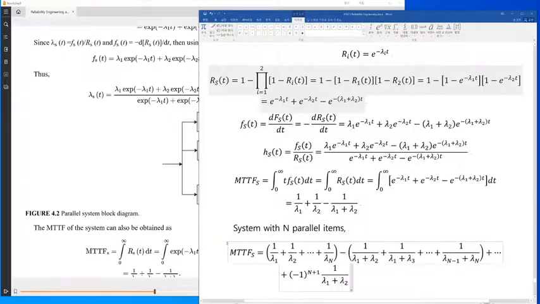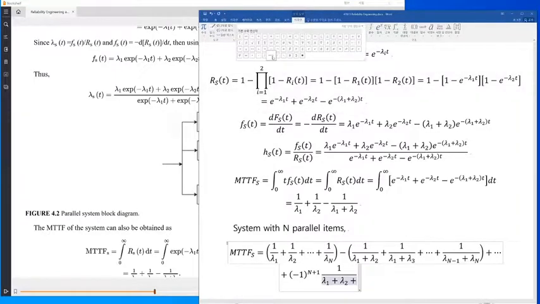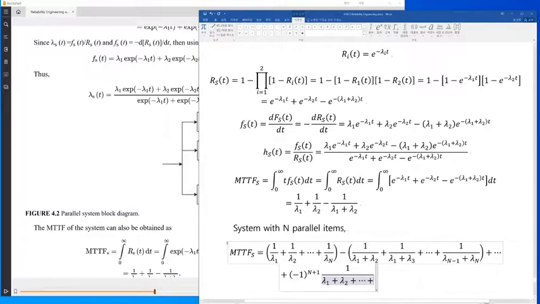And in case of the last term, it should be lambda 1 plus lambda 2 plus we are going to add all the terms from lambda 1 to lambda n. And this is going to be the mean time to failure of the system.